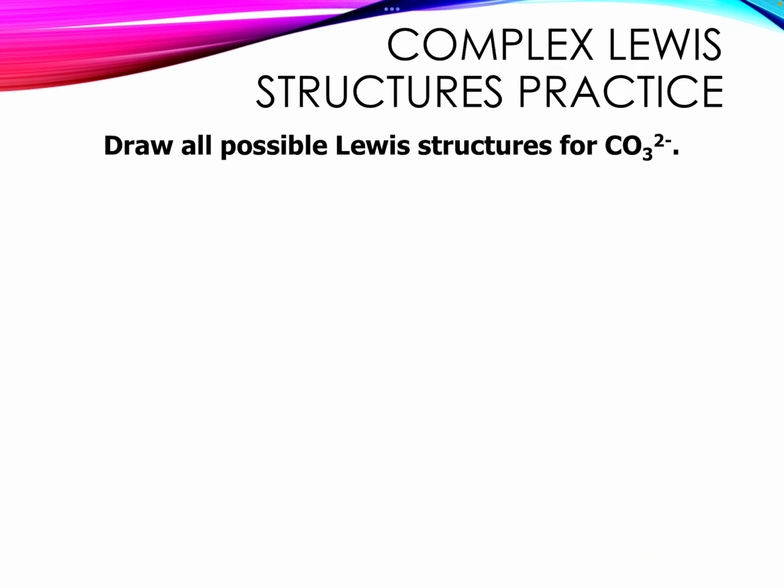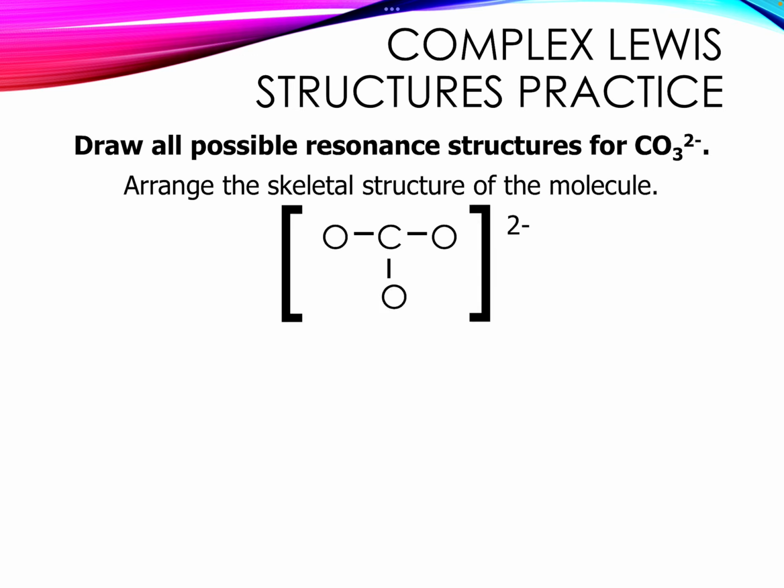So let's try this one. Draw all possible Lewis structures for carbonate. Again, we'll recognize this as a polyatomic ion. Most of the time, polyatomic ions have resonance structures, which means that more than one correct Lewis structure can be drawn for this molecule. So thinking about the rule that I told you earlier that the unique atom goes in the middle, that means that carbon will go in the middle here. So we'll put carbon in the middle, and we'll put all of the oxygens around the outside.